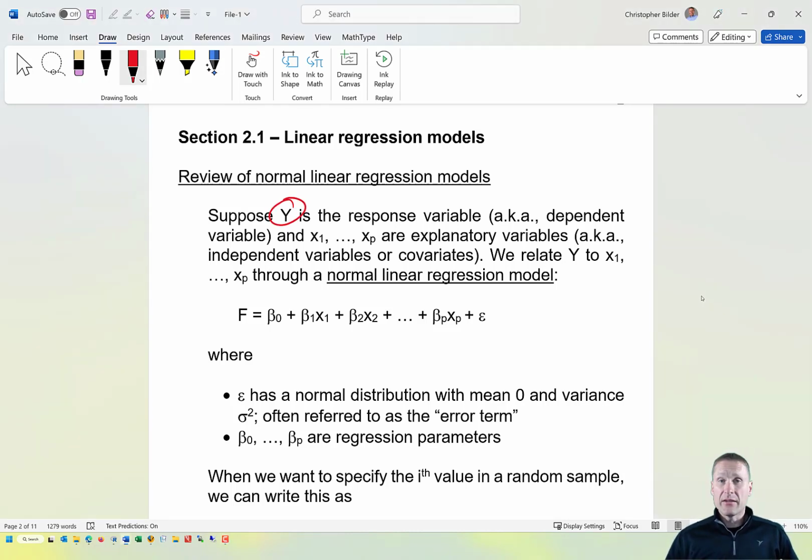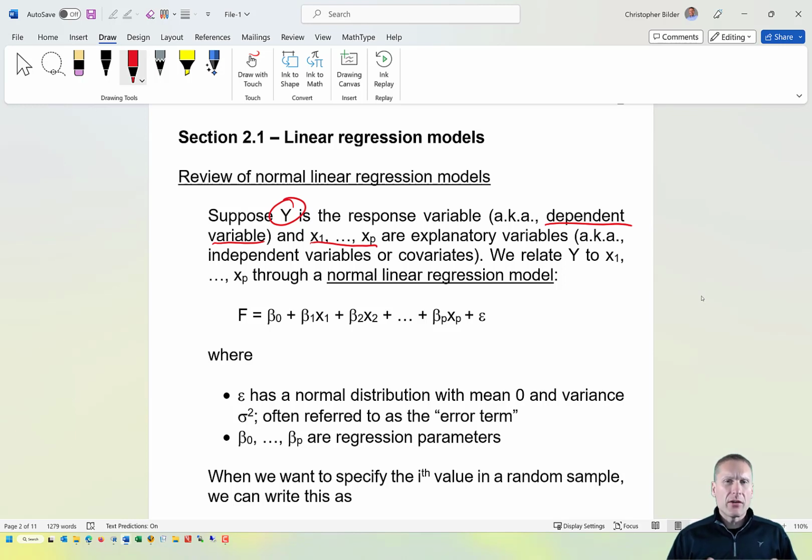Y can be a continuous random variable, maybe for example denoting GPA level for a particular student, anywhere on a 0 to 4.0 scale. This response variable sometimes is also referred to as a dependent variable. The reason why it's sometimes called a dependent variable is because it depends on some independent variables. Let's say that they're x1 through xp. So we have p different independent variables.